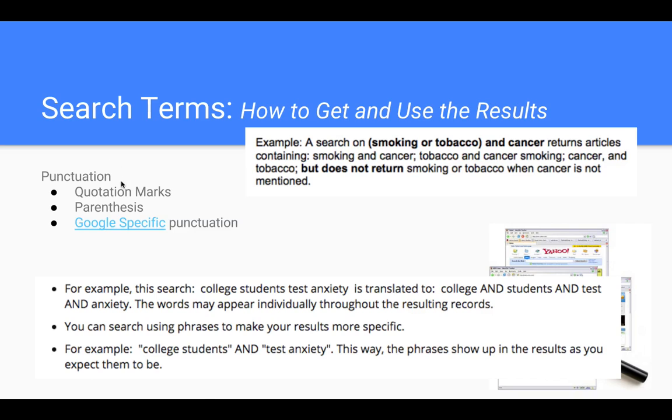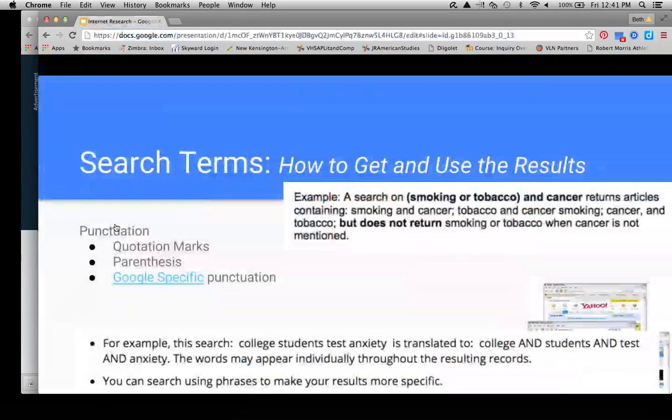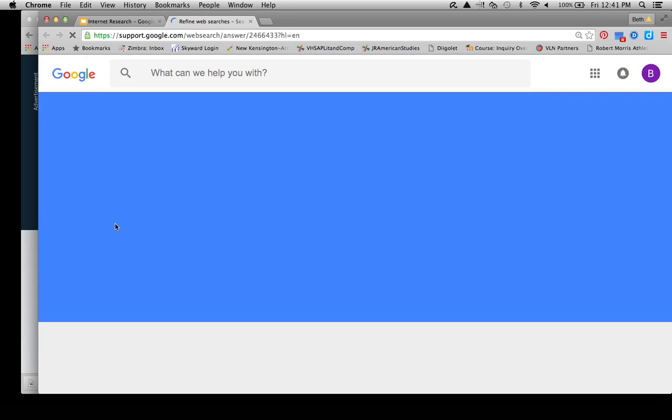And if I look at the Google specific punctuation, what's interesting about this is, since everybody uses Google as a verb now, it's pretty much the most dominant search engine. Some of this is that no other search engine will do it but Google, and then some of it other search engines will do.